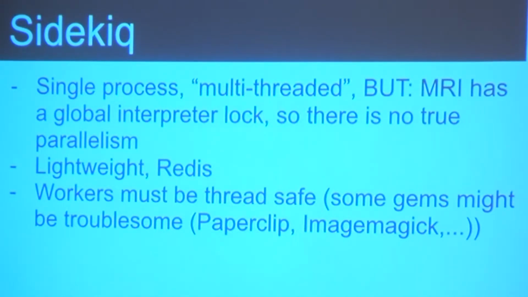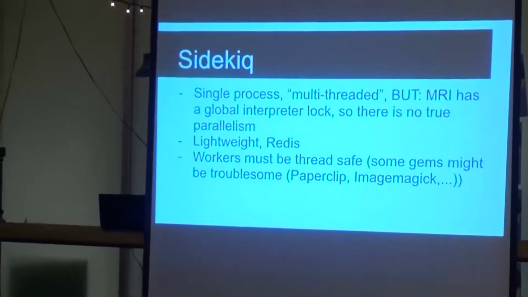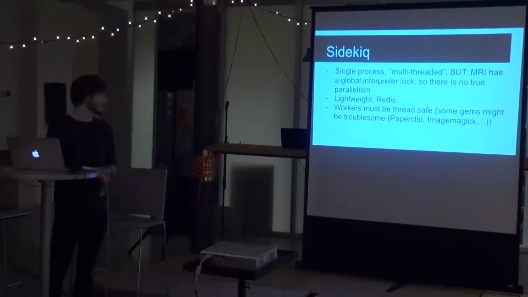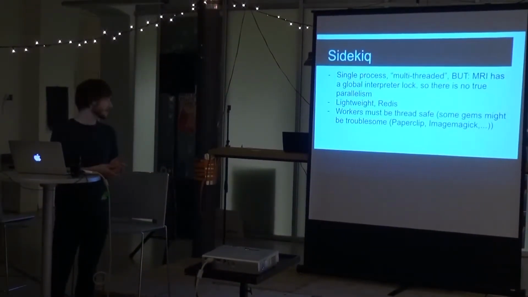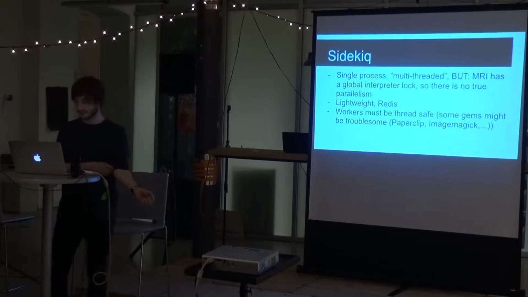It's a single process, but it is multi-threaded. But if we run this in the default Ruby interpreter, MRI, we may end up with some issues because MRI has a global interpreter lock, so there is no true parallelism. More about that later. It's very lightweight, it uses Redis, but the bad thing here is that workers must be thread safe. And that means thread safe code is a piece of code that will work even if many threads are executing it simultaneously.